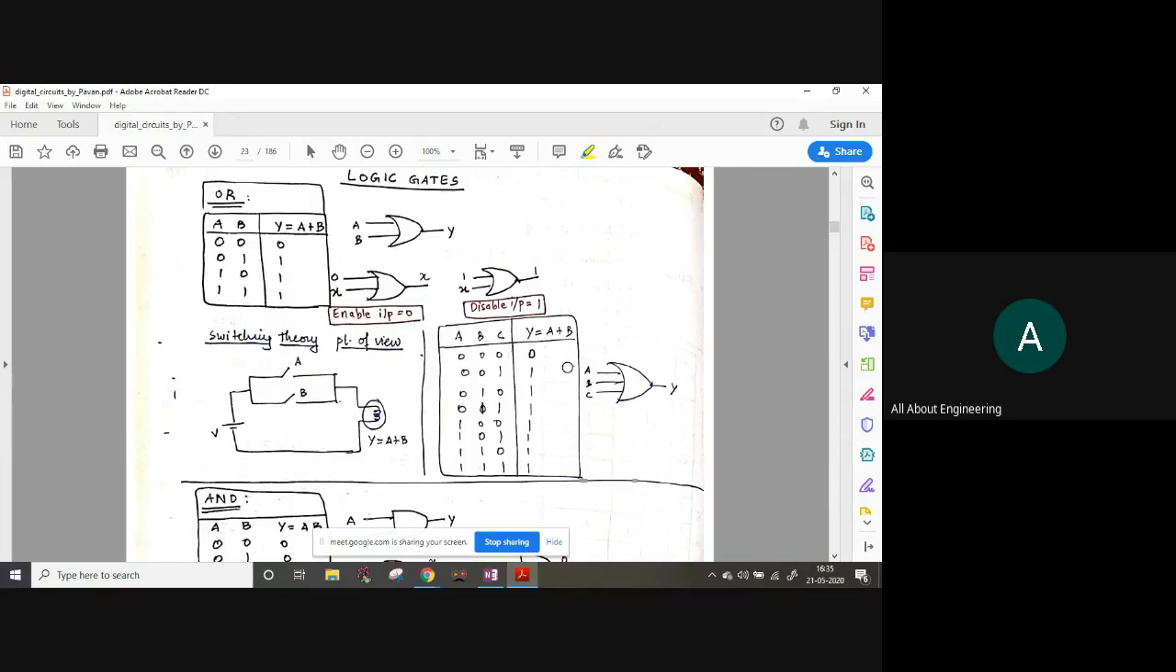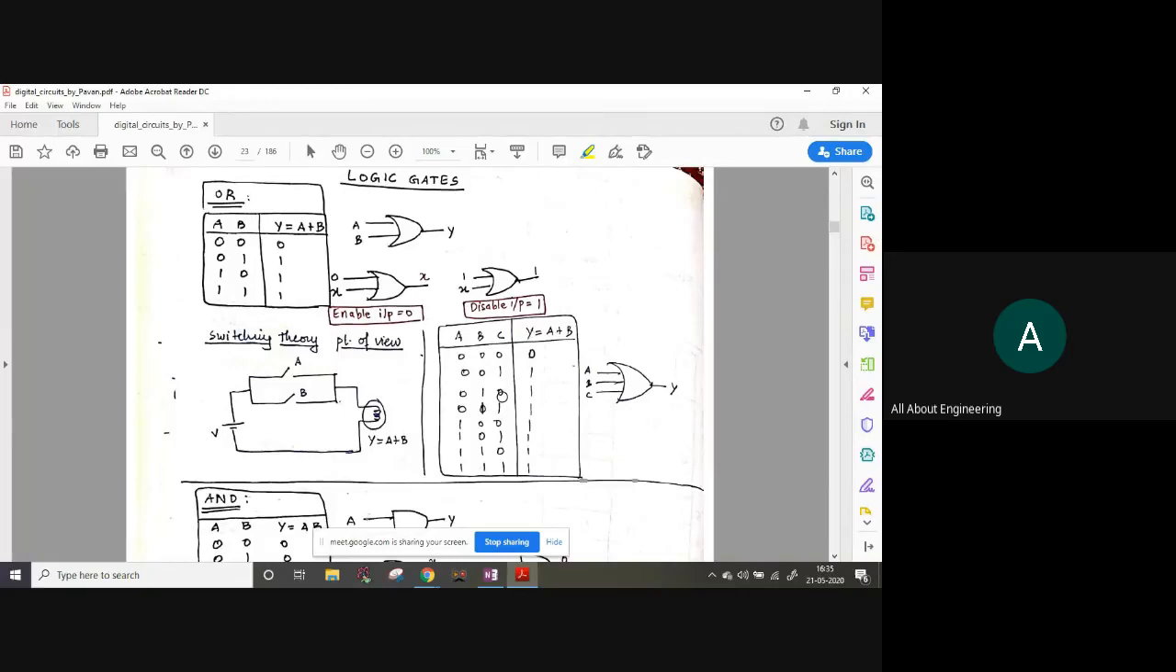Now again, you can check the same for a 3 input OR gate. This will be modified like this. You will have one more switch here called C. So again, you can modify those things. Same, if one path is there, then it's enough that the bulb will glow. So that is the basic thing of this.